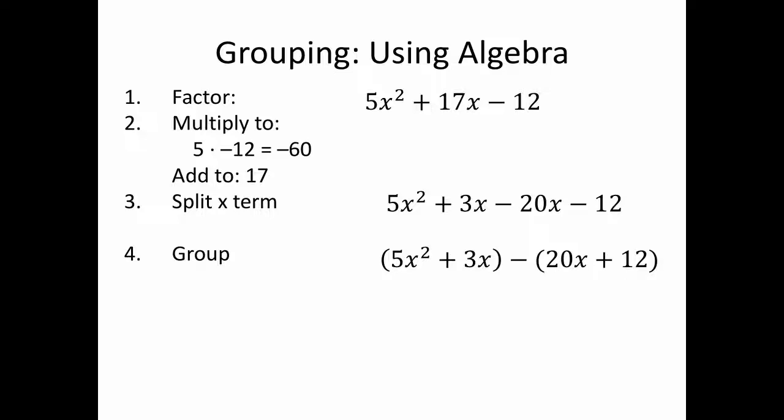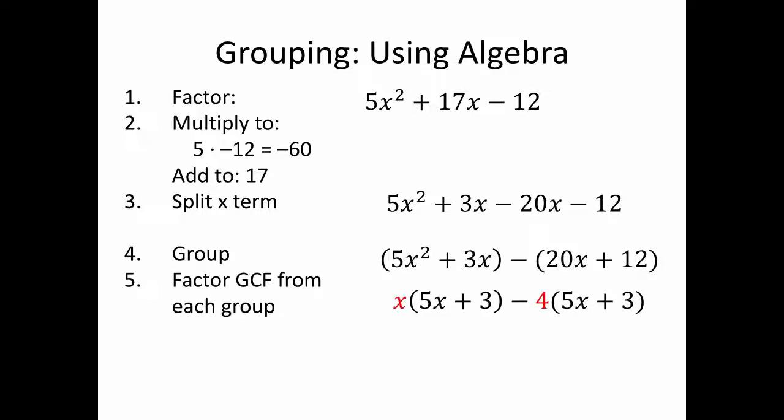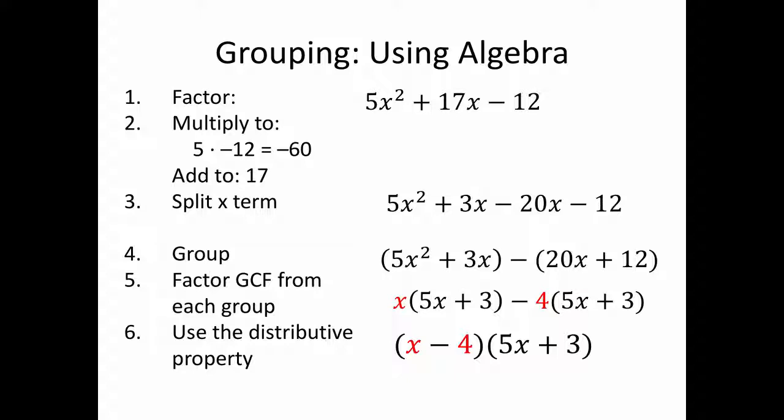We now note that the greatest common factor of the first pair is x, so we factor out the x. And then the greatest common factor of the second pair is 4, so we factor that. And we'll notice that we get x minus 4 times 5x plus 3, which is exactly the same result we got in the previous slide. And this ends part 3a.